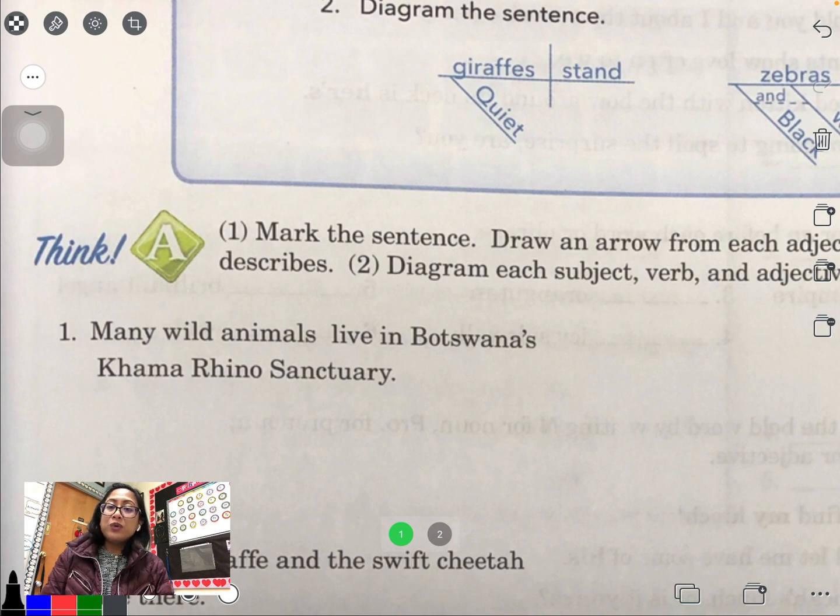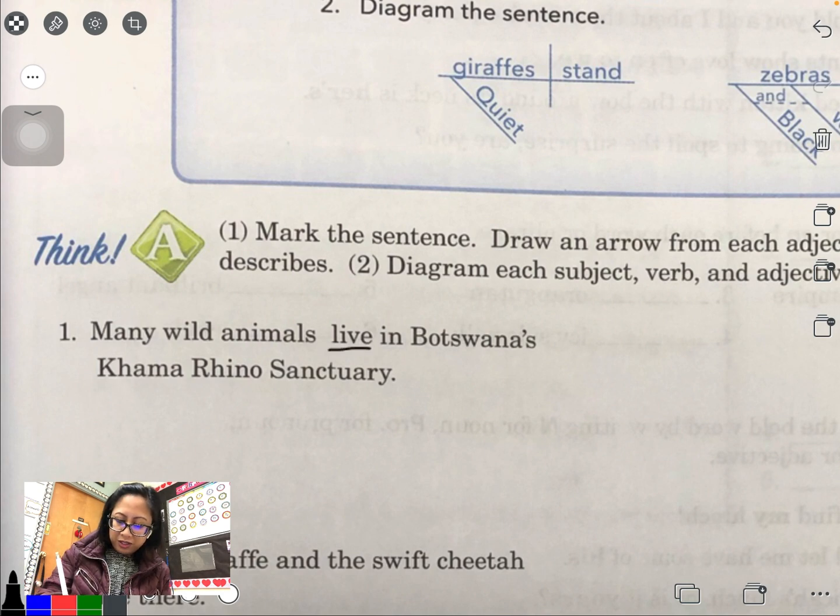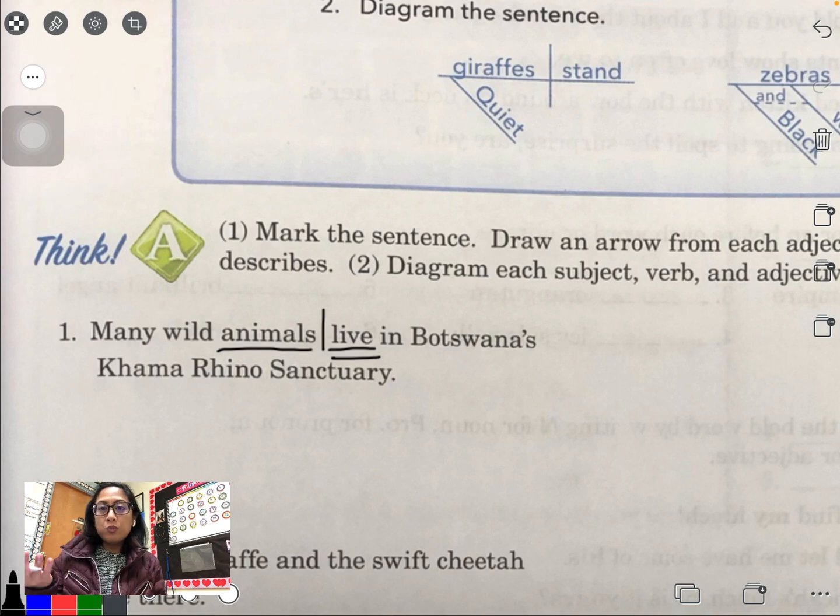Okay, now we have to ask ourselves, what's happening? What's the action? What are they doing? I hope you found it. They live. Ooh, that's thick. Let me use a thinner font. They live. Who lives? Just one. We're only looking for one subject. Who lives? Now, I don't want you to say many wild animals. Just animals. Okay? And then you'll draw your line. So it's kind of already diagrammed.